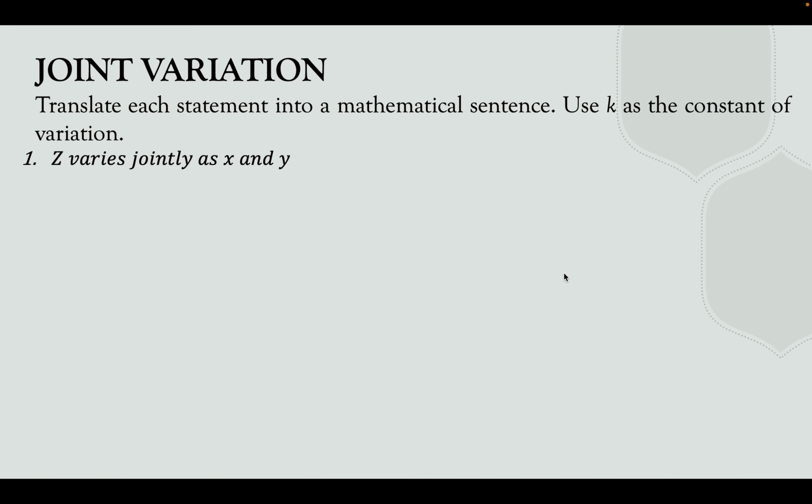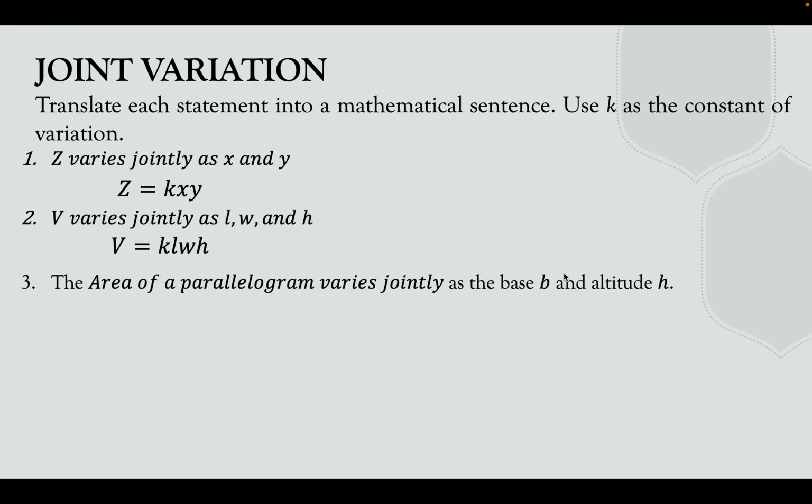So let's translate each statement into a mathematical sentence. Use K as the constant of variation. Number 1: Z varies jointly as X and Y. So we have Z equals K times X times Y. Number 2: V varies jointly as L, W, and H. When we use joint variation, we just need to multiply or find the product of the given quantities or variables. So we have V equals K times L times W times H.